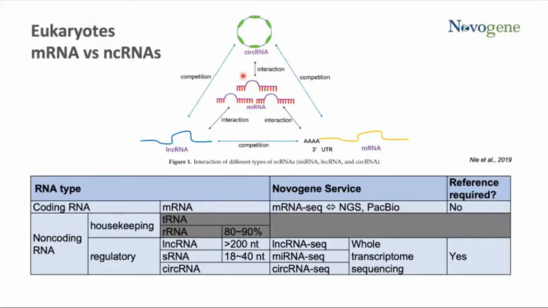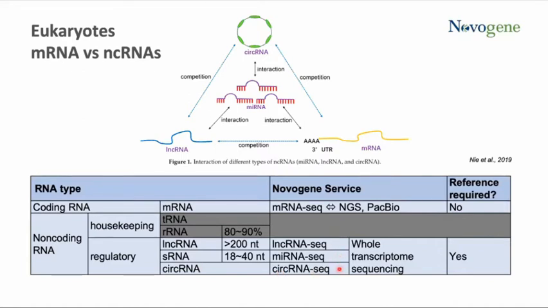As shown in the top figure, we can see different types of RNAs in the eukaryotes can interact with each other or compete with each other. So for the eukaryote study, we have different services to target each type of RNA. For the coding RNA or the messenger RNA, we will sequence them on either NGS platforms such as Illumina, or we can do the long-read sequencing using the PacBio platform. And to perform the analysis, you don't need a reference available because we already have a de novo pipeline ready. But for the non-coding RNAs, such as long non-coding RNAs, circular RNAs, or small RNAs, we have different services for each of them.